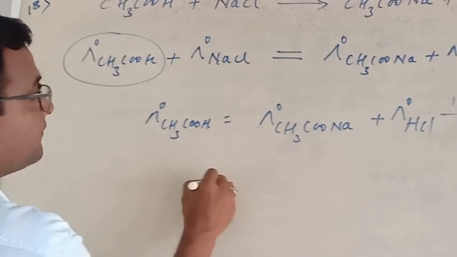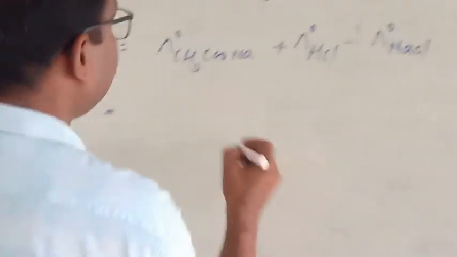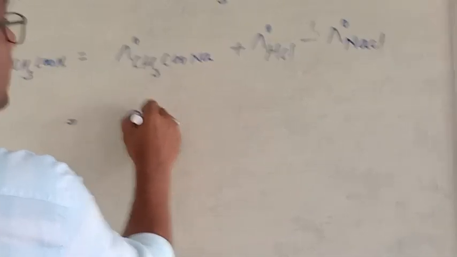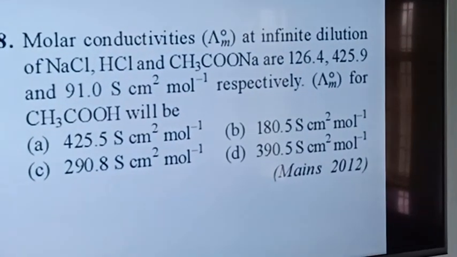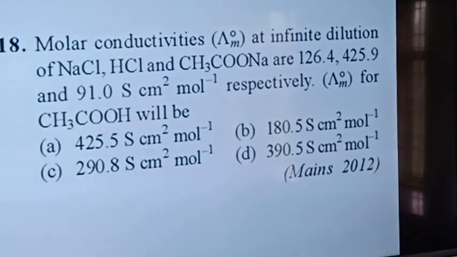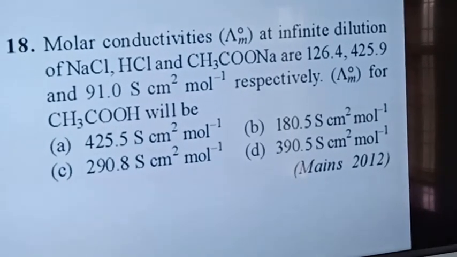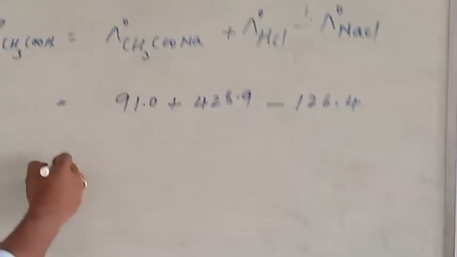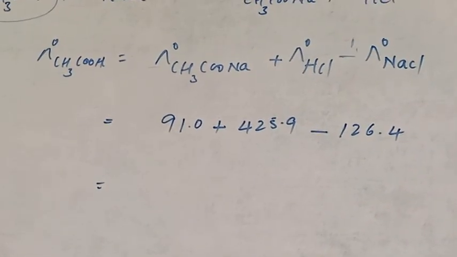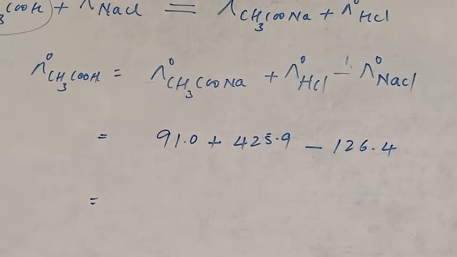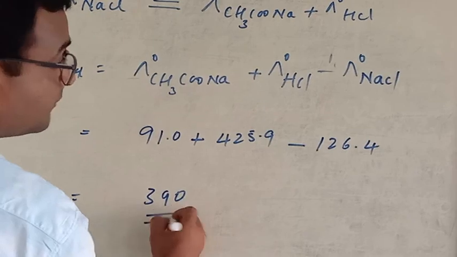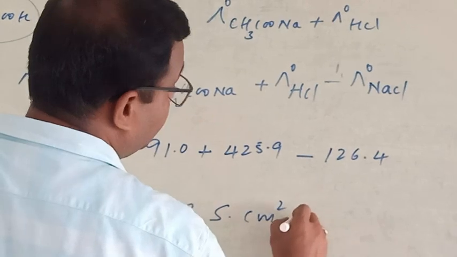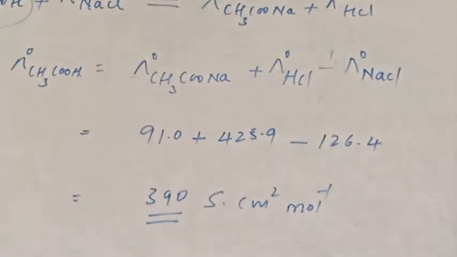For NaCl the value is given. For sodium acetate it is 91.0, plus for HCl it is given 425.9, minus NaCl, that is 126.4, and the final value would be around 390 Siemens meter square, centimeter square, Siemens centimeter square mole inverse per mole. So the option is option B.